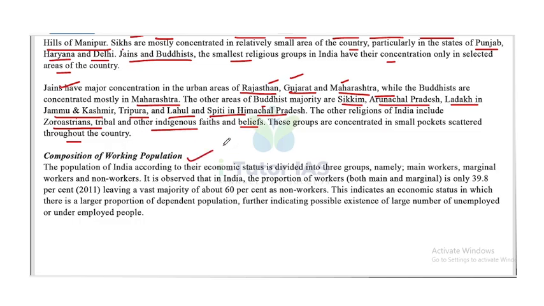Now, composition of working population. The population of India, according to their economic status, is divided into three groups, namely main workers, marginal workers, and non-workers. It is observed that in India, the proportion of workers, both main and marginal, is only 39.8%, that is in 2011, leaving a vast majority of about 60% as non-workers. This indicates an economic status in which there is a large proportion of dependent population, further indicating possible existence of a large number of unemployed or underemployed people.